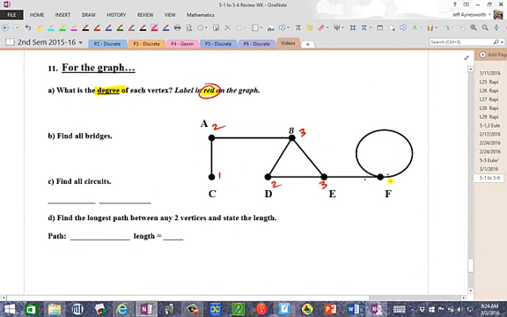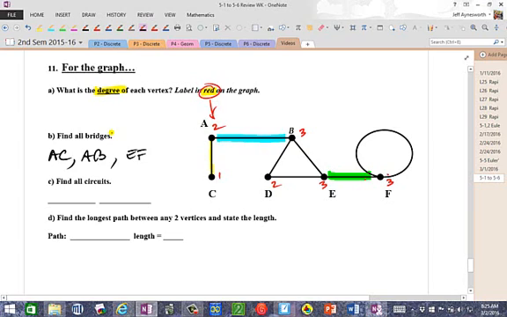So we label the degrees of each vertex on the graph, then find all the bridges. I see a bridge here. And the second one, I see a bridge here. Third one, I see a bridge here. A loop is never a bridge. So the bridges are AC, AB, and EF. Bridges are edges that, if removed, cause the graph to be disconnected. And by the way, that's on the test. I want you to be able to define it.